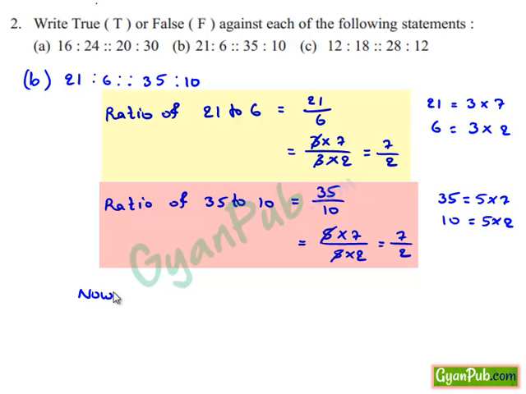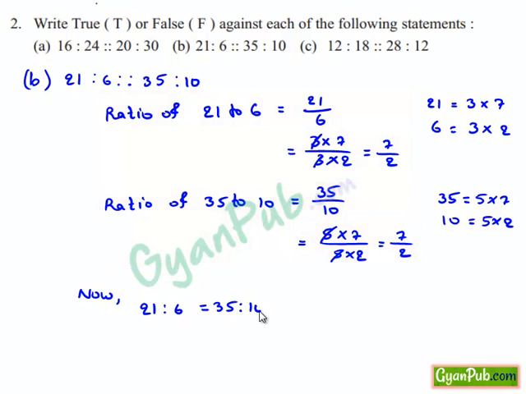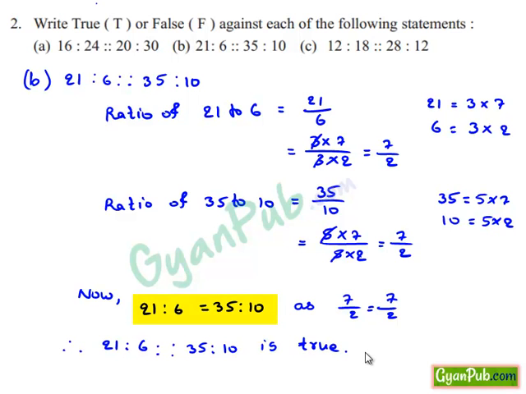Now from the above two ratios, we can observe that 21:6 is equal to 35:10, as 7 upon 2 is equal to 7 upon 2. Therefore, the given statement that 21:6 is in proportion with 35:10 is true, as we know that if two ratios are equal, then they are in proportion.